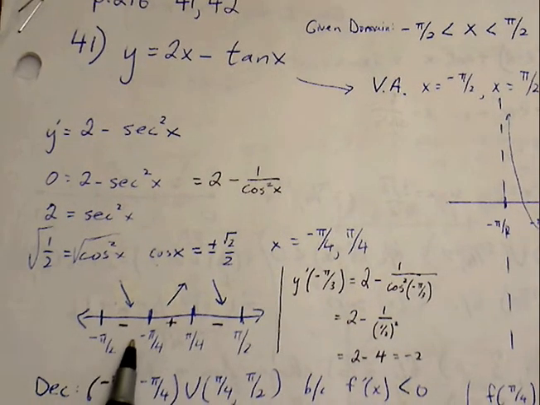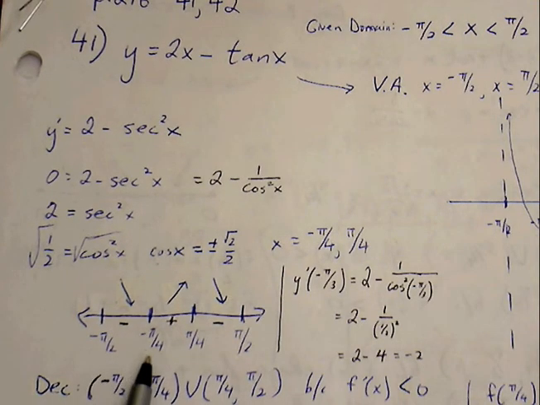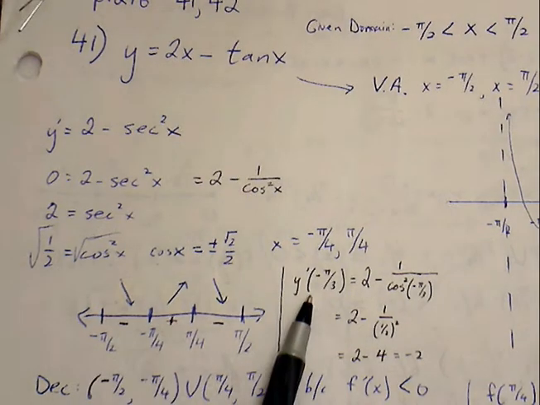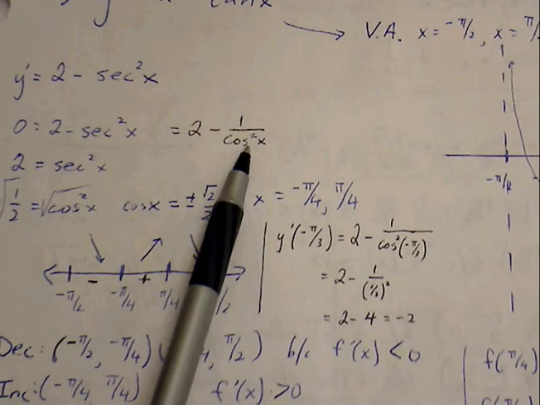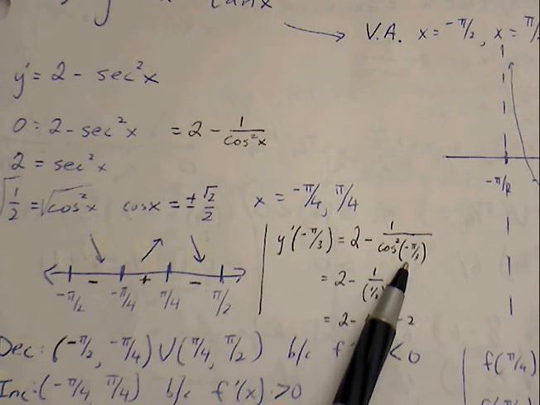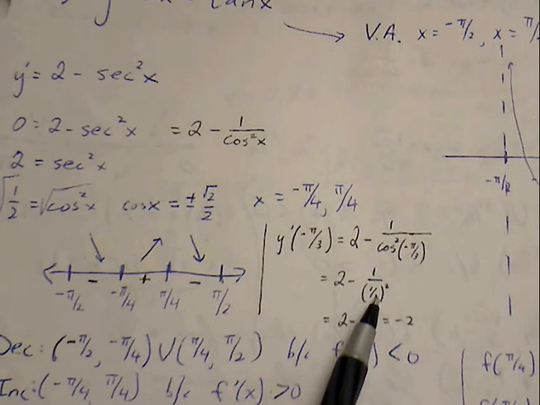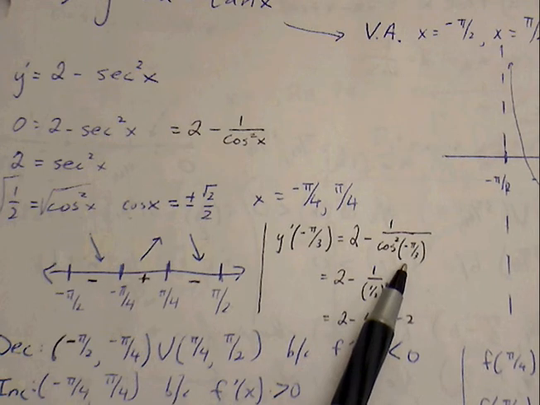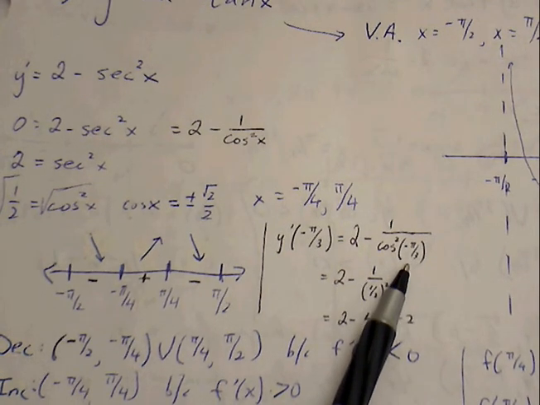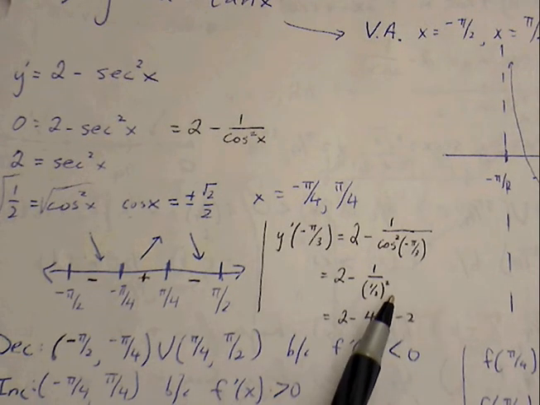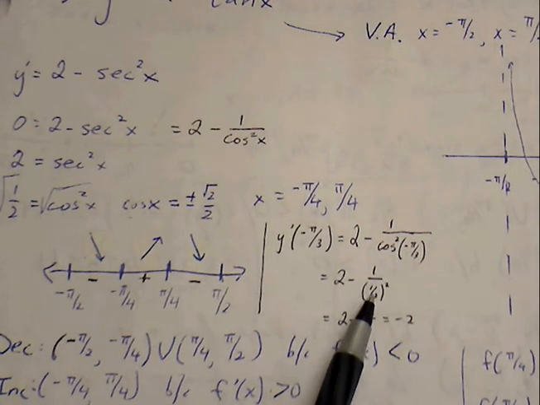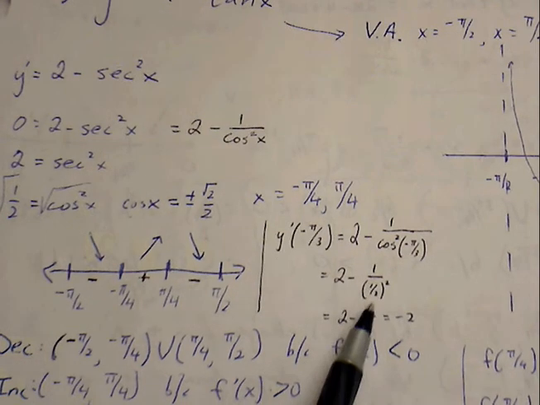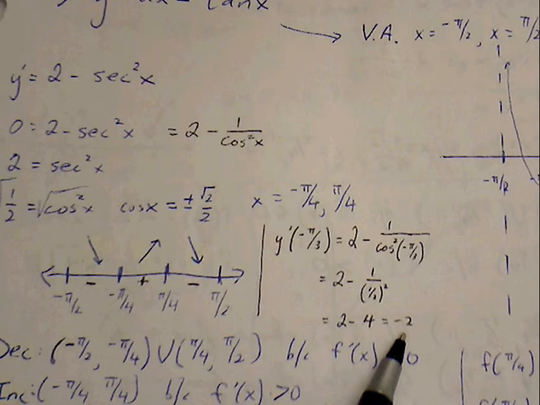So here, if I choose a value between negative pi over 2 and negative pi over 4, I can choose negative pi over 3. Okay, so I have the work shown over here. If I plug negative pi over 3 in for x, I'm going to get 2 minus 1 over cosine squared of negative pi over 3. Now, cosine of negative pi over 3 is going to be 1/2, same thing as cosine of 5 pi over 3. And 1/2 squared is 1/4, but that's in the denominator, so when we flip it, that becomes 2 minus 4, which is a negative 2. So we know that's going to be a negative.